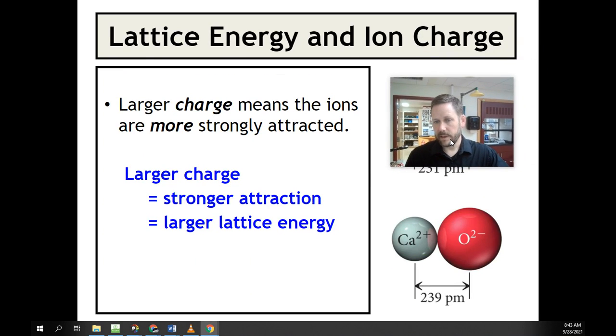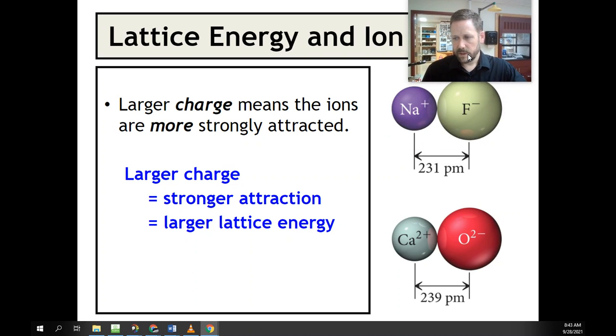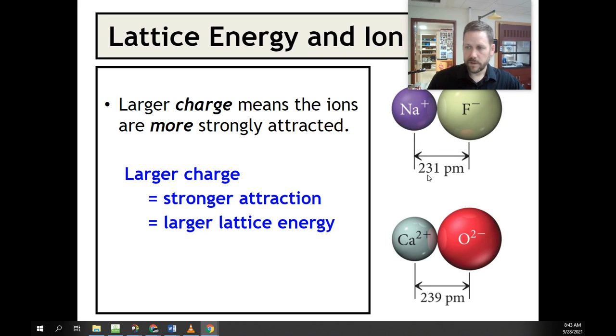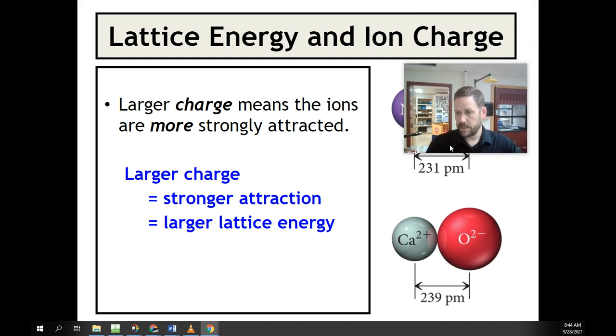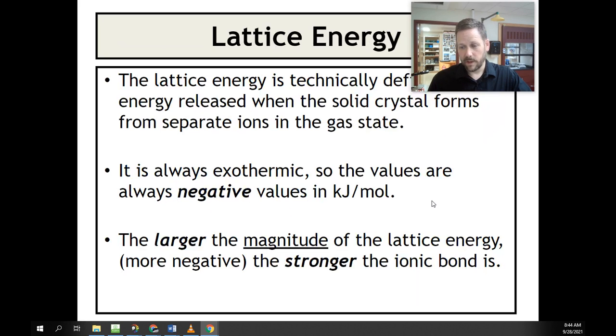Second of all, we want to talk about how lattice energy depends on ion charge. You can see both of these examples. The distance is about the same, 231 picometers, 239 picometers. Those are both about the same distance from center of the cation to center of the anion. But here we've got a +1 and a -1, and here we've got a +2 and a -2. That ion charge makes a difference, right? The larger charge means a stronger attraction and a stronger lattice energy. In other words, that's going to be a harder bond to break, and forming that bond will release a lot of energy.